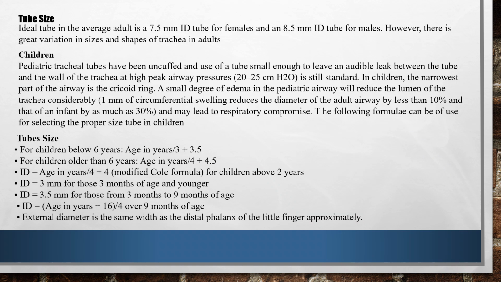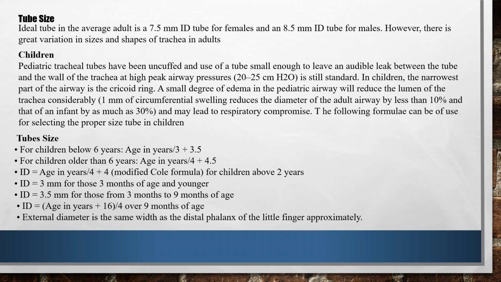So our next discussion will be how to determine tube size. The average size of tube for women is 7.5 millimeter internal diameter, and the average size for an adult male will be 8.5 millimeter.